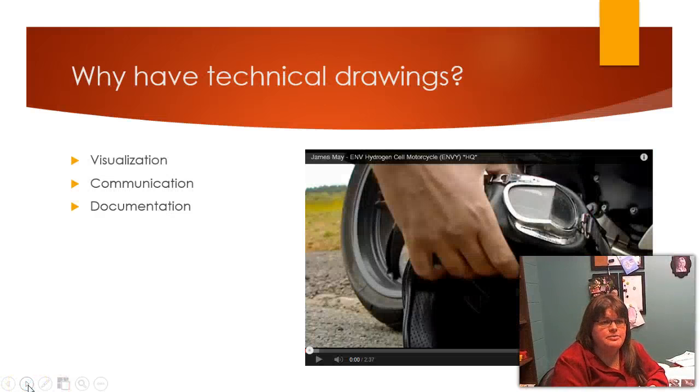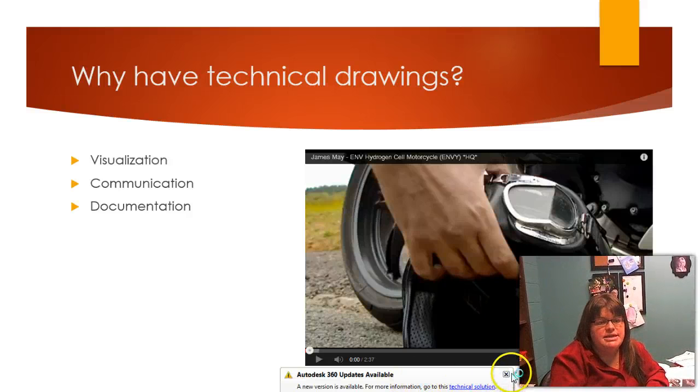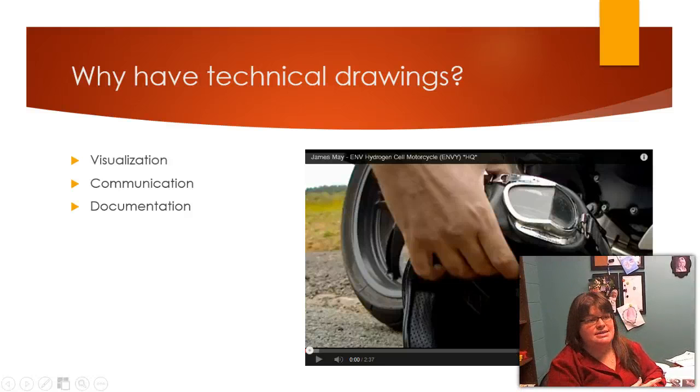When we get into reading, why do you have to have technical drawings? That's what drafting is: technical drawings. Well, you have to visualize something, communicate that design with other people, and it's also a form of documentation so that you know what it was that you designed. And if it breaks 15 years from now, how are you going to go back and fix it? What measurements and materials do you need to make that happen?